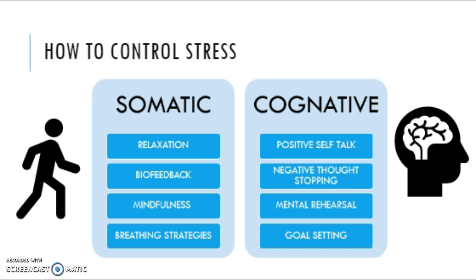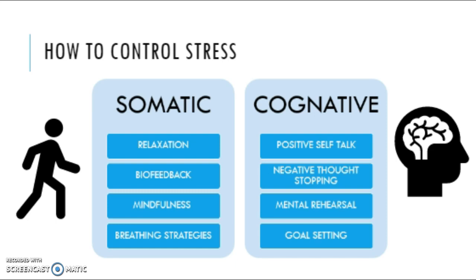Just to recap on these key terms, somatic means applied to the body, so in this case all the things our body can do to control stress, and cognitive refers to the mind, so this is what our mind can do to help us control stress. Let's explain a couple of methods we could use to control stress.